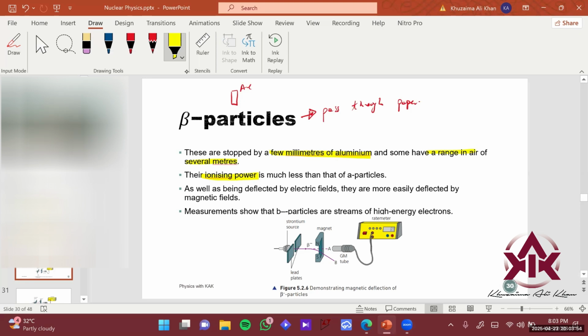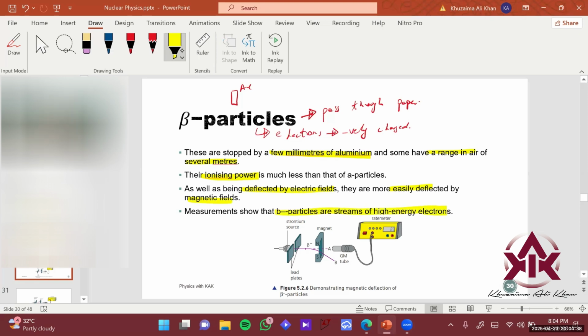These are deflected by electric fields because beta particles are just electrons, right? They have a very small mass and very high speed. That is why they can go a further distance compared to alpha particles. Since they are electrons, they should be negatively charged. If you pass beta particles through a magnetic field or an electric field, they are going to experience a force. They are deflected by magnetic field lines as well as electric fields. So beta particles are streams of high energy electrons, right?